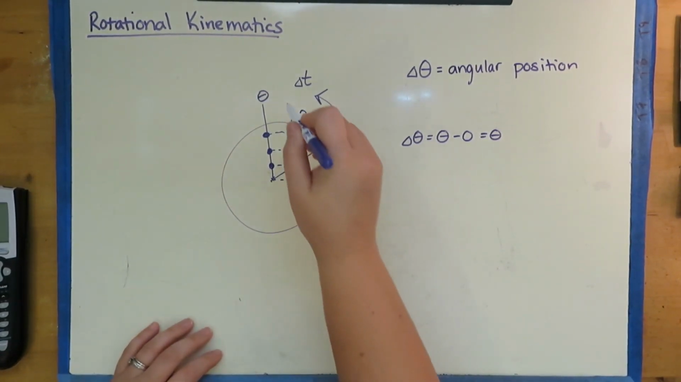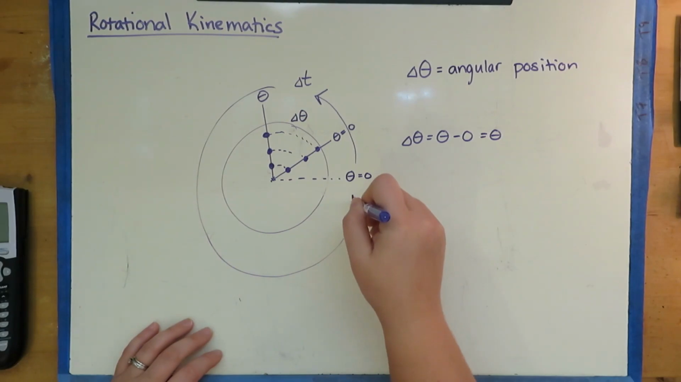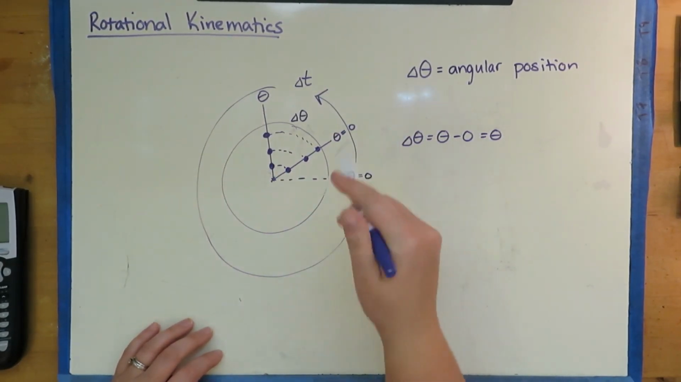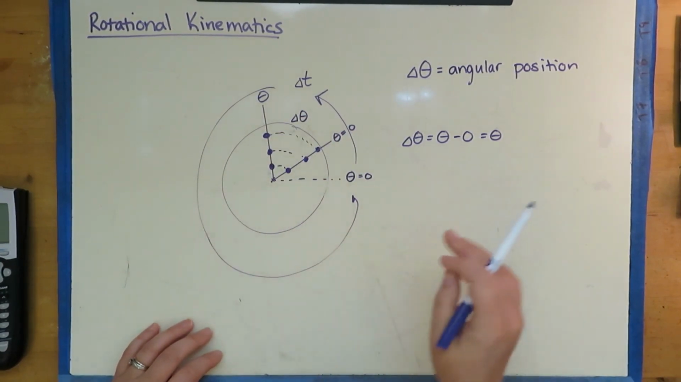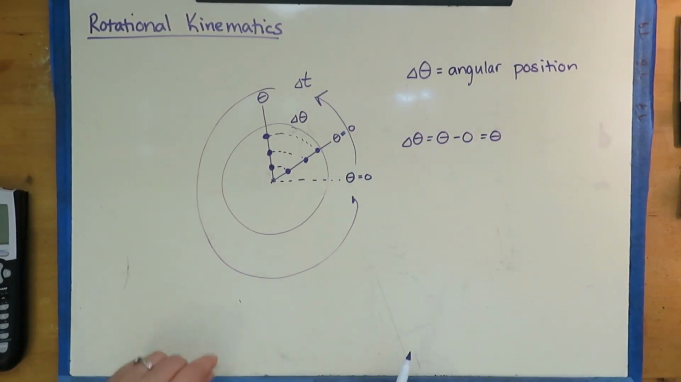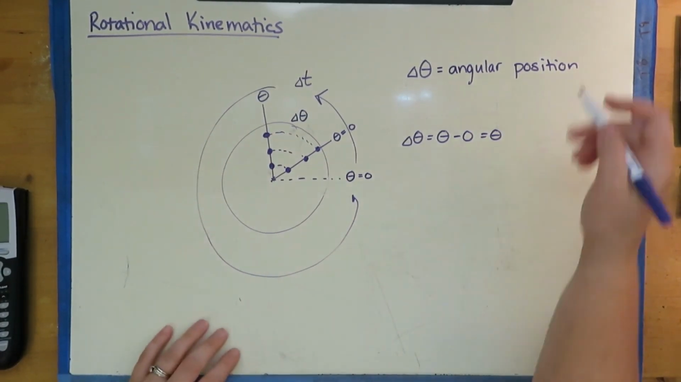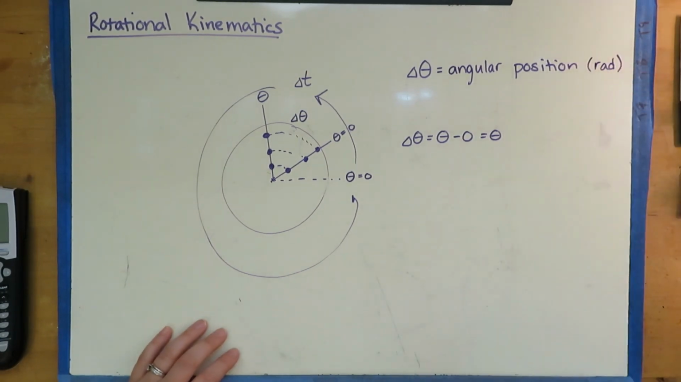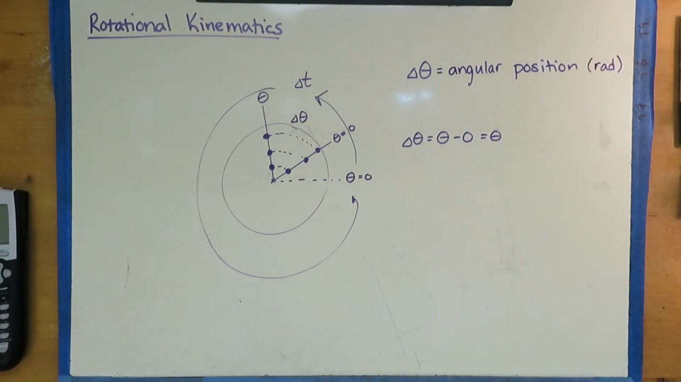Now, if I were to keep rotating through those angles, the angular displacement will move past 360 degrees or 2 pi radians. And actually, we work in radians, so our angular position should be measured in radians. So this is one time where your calculator needs to be in radians instead of degrees for physics.